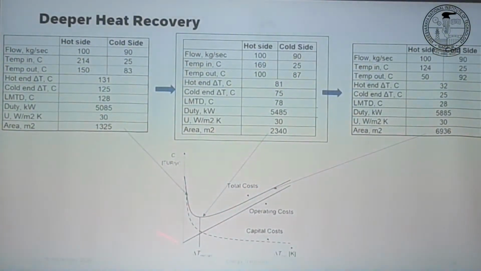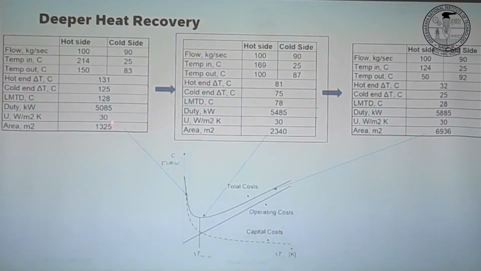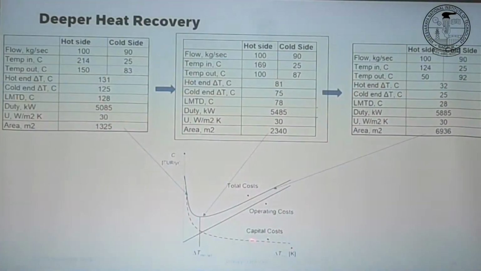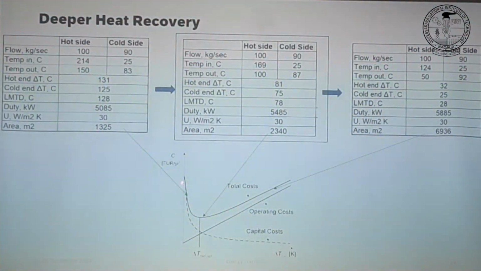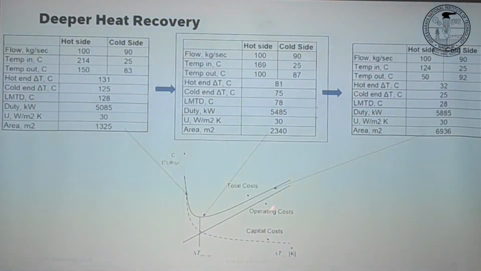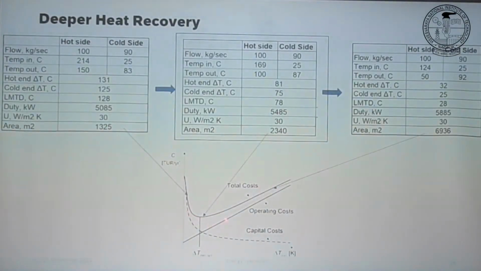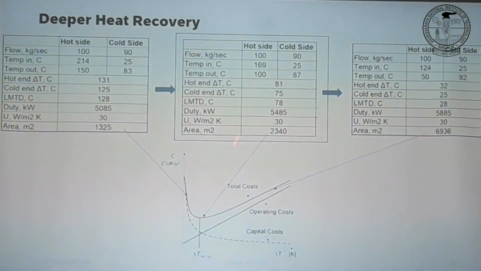So once again, I already did this, but relating our example, how we go from high LMTD to lower, how our operating costs reduce, our capex increases, but overall cost is somewhere here. With this example, we are somewhere here. But we want to be in this region somewhere. This one is the optimal solution.